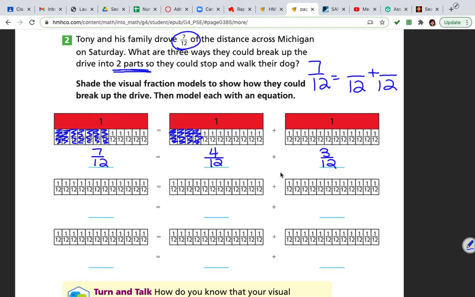Because we're breaking our trip up, they're going to drive 4/12 of the way, then they're going to let their dog out, and then they're going to drive the rest of the 3/12 of the way. All right, let's think of another way to write this up.